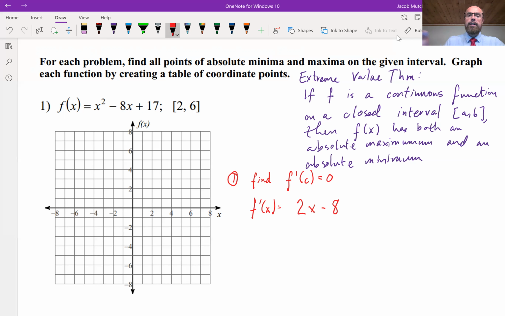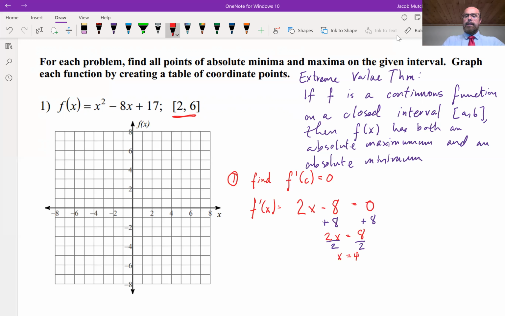And in order to find where that x value is, where the tangent line is perfectly flat horizontal, I'm going to set it equal to 0. And I want to solve that equation. So it's easy to do. It's just a very straightforward two-step linear equation. I'll add 8 to both sides. And that gives me 2x equals 8. And then to finalize, I would divide by 2. And that gives me the x value of 4. Now, as I look, that's definitely within my closed interval from 2 to 6.